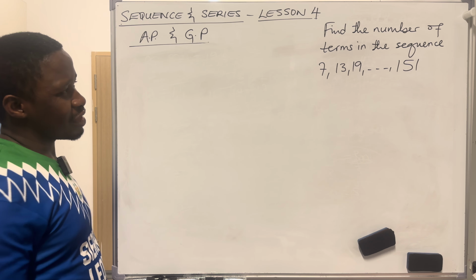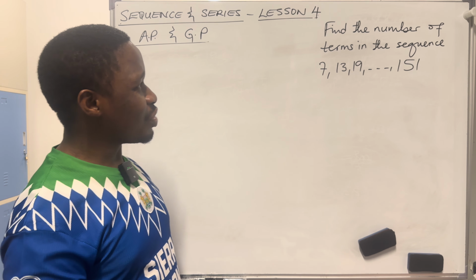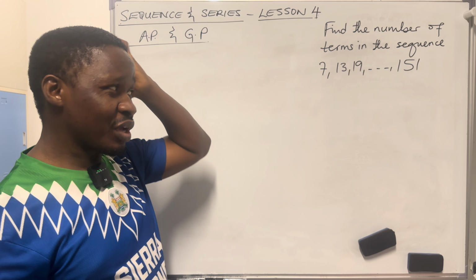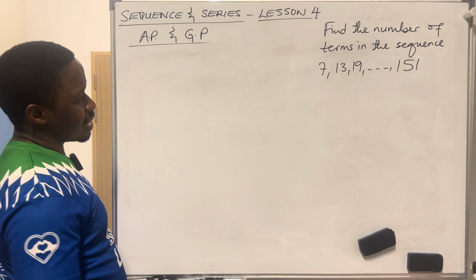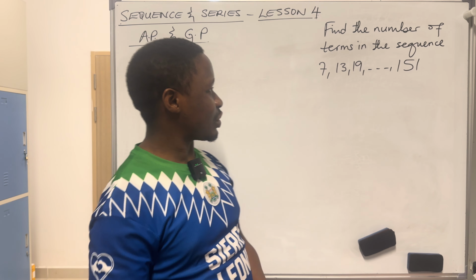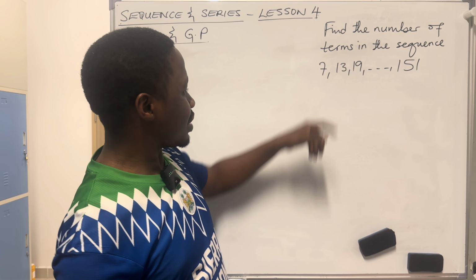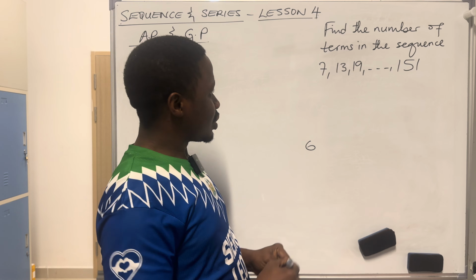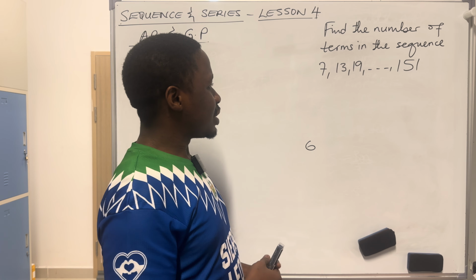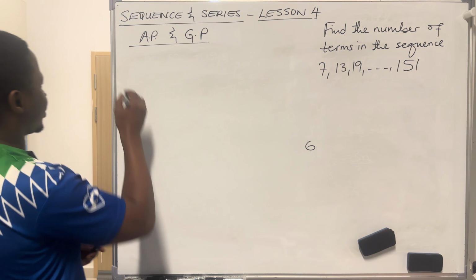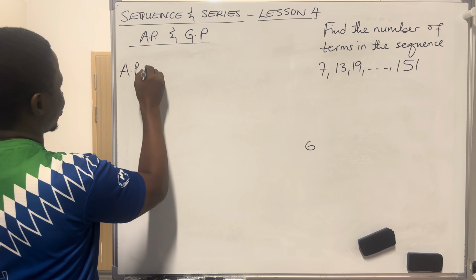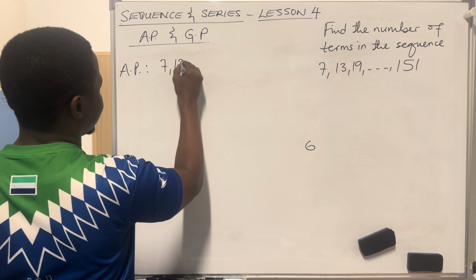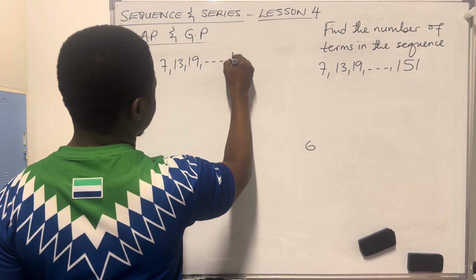The first thing is, for us to know the formulas we apply, we need to be able to tell whether it is an AP or a GP. How do we know? Let us try the subtraction. 13 minus 7 is 6. 19 minus 13 is the same 6. So we have a constant number we obtain. It tells us that it is an AP. So now we know that all the formulas to apply must be from AP: 7, 13, 19, then 151.